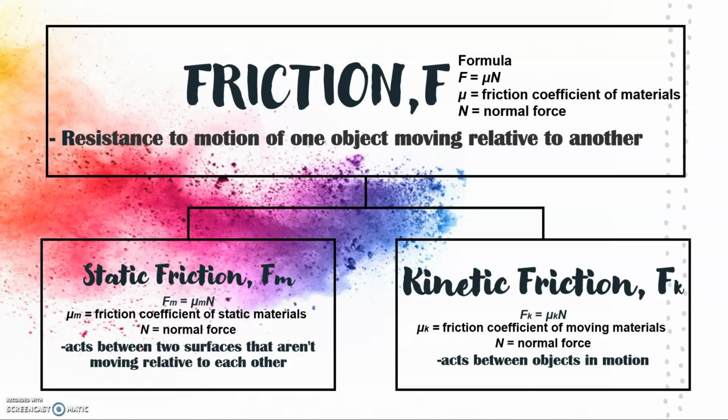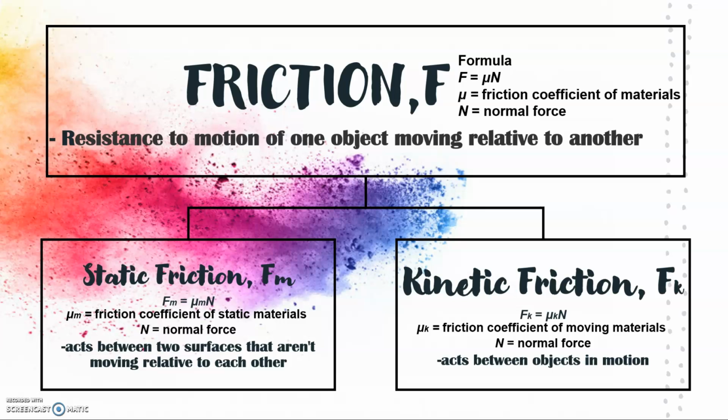And for the second type, kinetic friction. It acts between objects in motion. So we can say that maybe one of the objects is stationary and the other is moving, or they are both moving with different velocity.